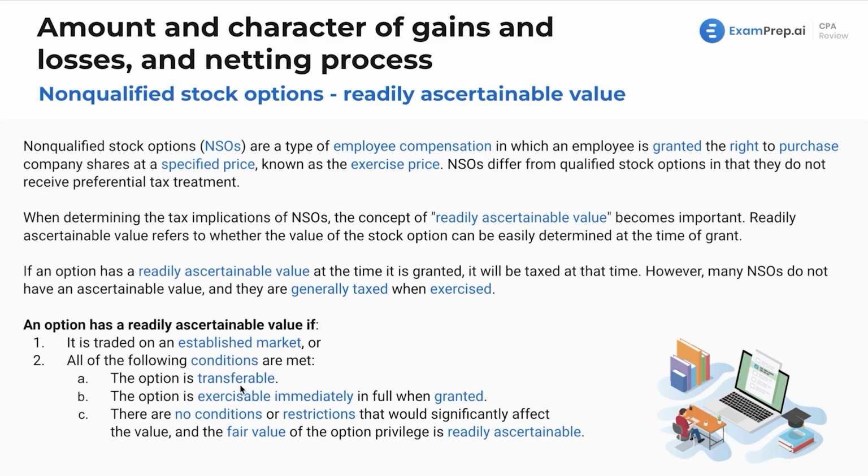If the option is transferable, the option is exercised immediately in full when granted, and there are no conditions or restrictions that would significantly affect the value, and the fair value of the option privilege is readily ascertainable. Generally, on the exam, you'll just be told if it's readily ascertainable or not, and you can go from there. But here's extra information if that does come up.